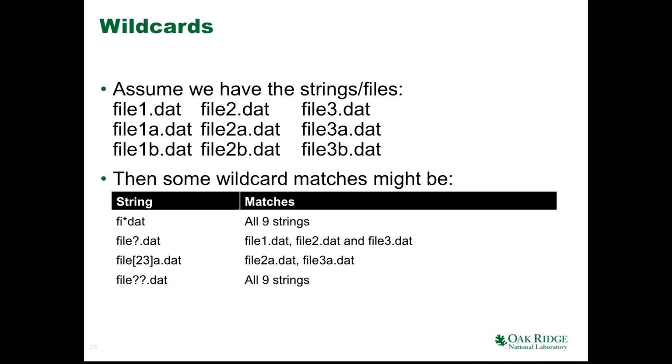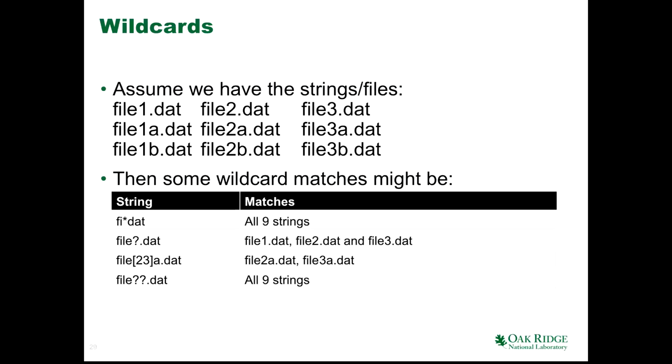So let's assume we have a lot of files. I've got 9 of them listed there, file1, 2, and 3, and they may or may not have an A or B after their names, .dat. So some of the wildcards that we might use, file*.dat, or sometimes you'll hear people say file star dot dat, would match all of those because that asterisk can match 0 or more characters. file?.dat will only match file1, file2, and file3 because it matches 0 or 1 characters.